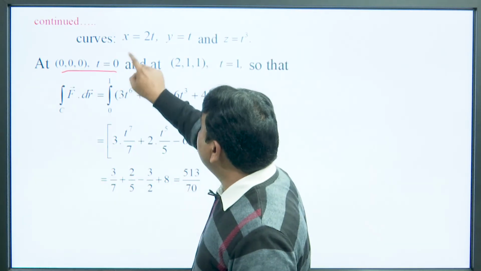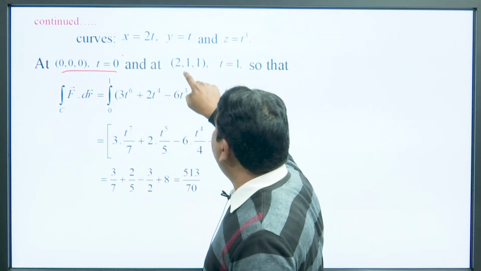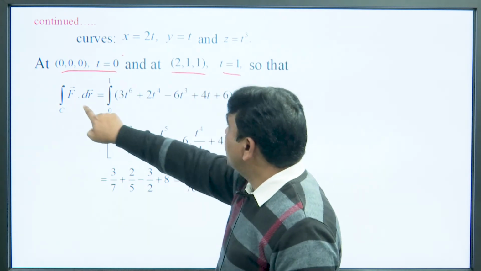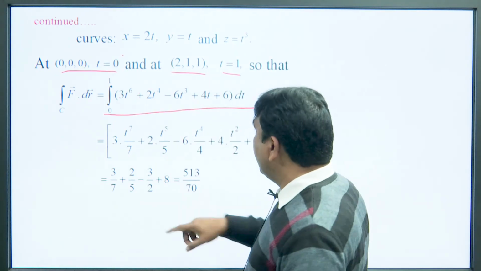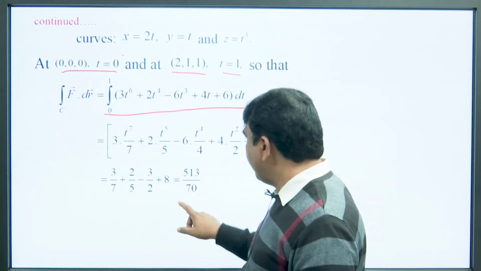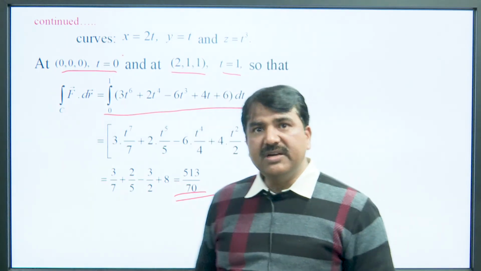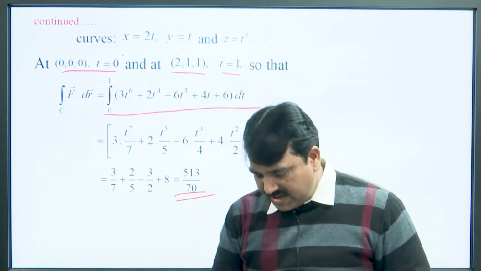At 0 0 we can easily see that t is equal to 0 and at this point t is equal to 1. So, f dot dr becomes the integral from 0 to 1 of dt, and after doing certain calculation we can find the value as 513 by 70.